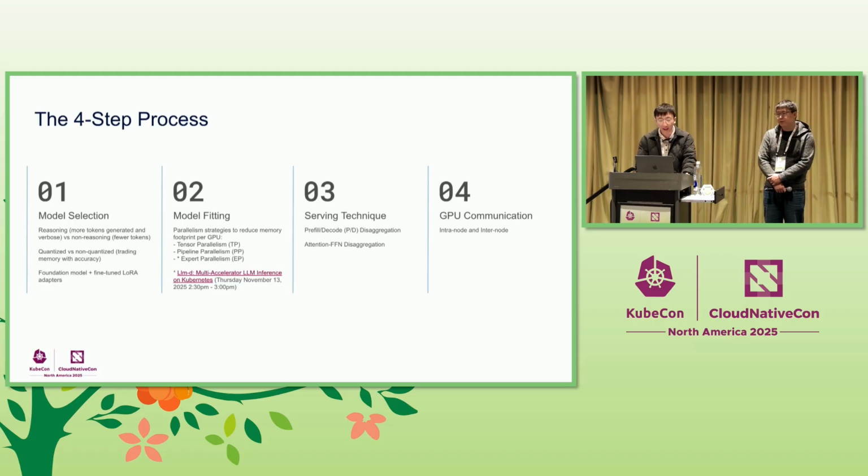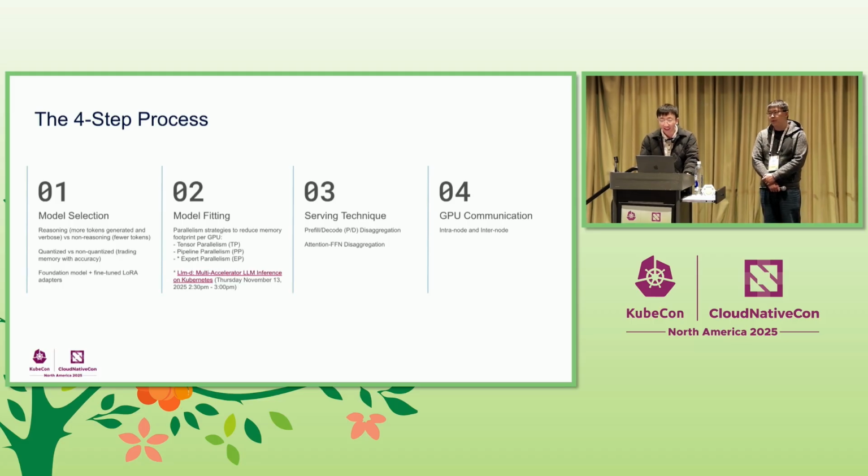Second is model fitting, and this is the core problem of this talk. The model is getting bigger, so we use parallelism strategy to reduce the memory footprint on each GPU. You can use tensor parallelism, pipeline parallelism, or expert parallelism. In this talk, we're using primarily TP and PP because expert parallelism itself is worth a separate talk. I recommend you go check out the LLM-D talks tomorrow, which will talk about EP with vLLM and Kubernetes.